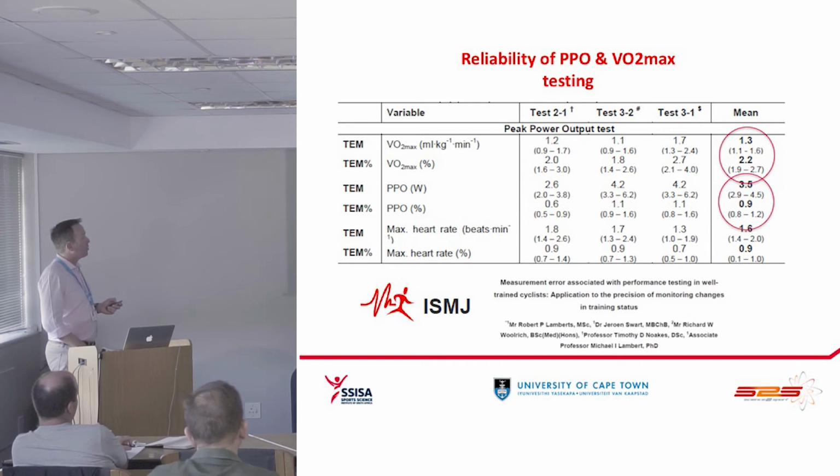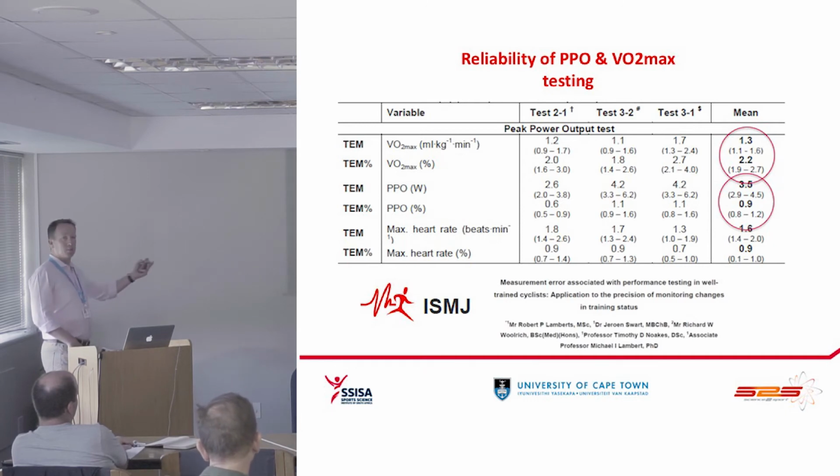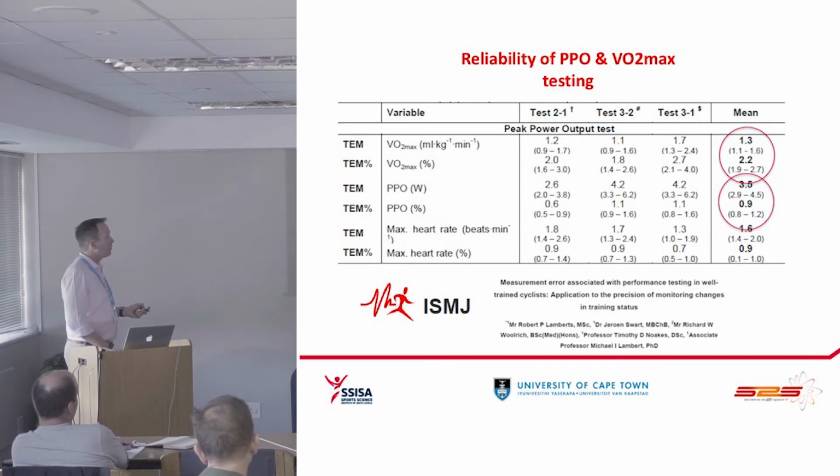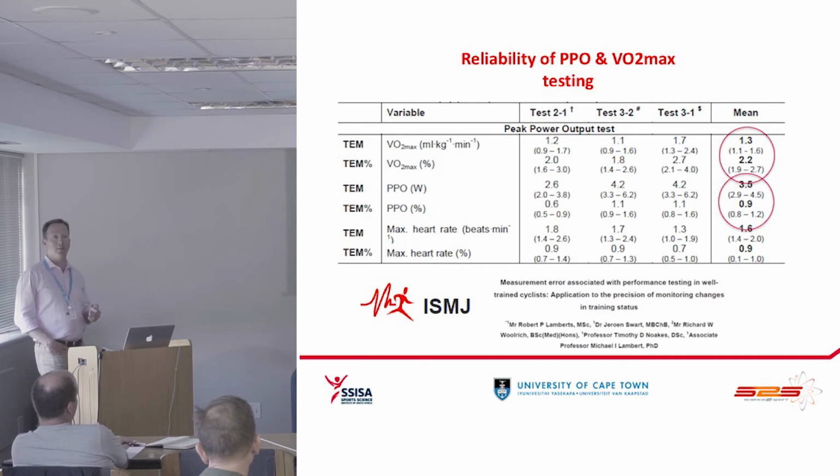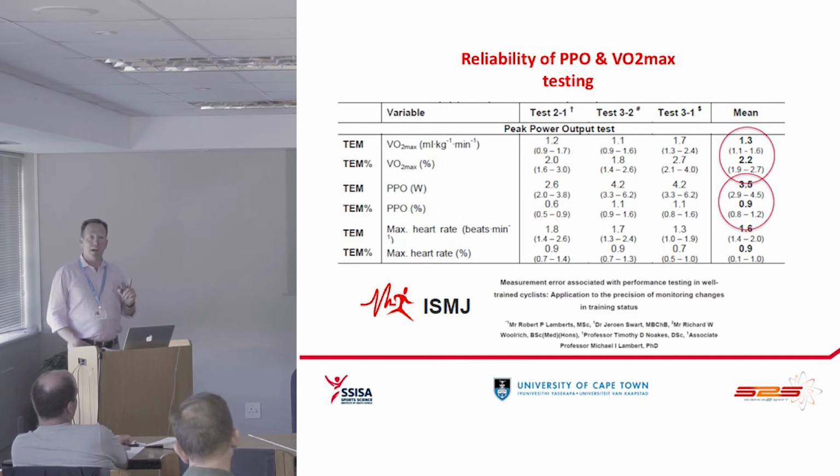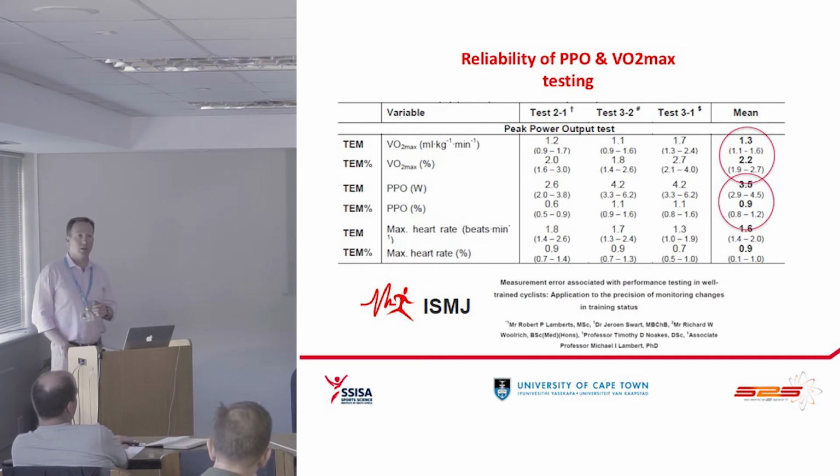But, and this is the important thing, you do a PPO as part of your VO2 max, and there the difference was only 0.9%. So peak power output testing is incredibly reliable. If I test you this week and next week and again, and I control everything carefully, the value will differ by less than 1%. Okay? And in a human being, that's quite a tight level of control. So PPO testing is very reliable.